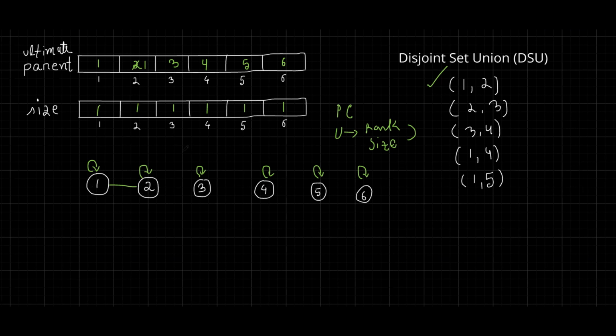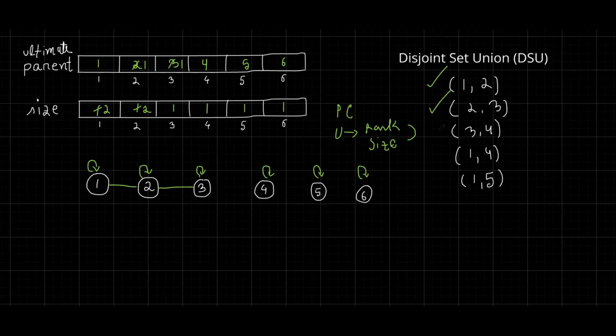Now, the size of the 1 will increase by 1. That means here, the tree presented at root 1 has size of 2. That means there are 2 nodes presented. Now, for this connection 2 and 3, we have to connect it, and the ultimate parent of 3 will be equal to the ultimate parent of 2. And what is the ultimate parent of 2? It is 1. So, the ultimate parent of 3 will become 1. Now, we have to increase the size of 2. So, the size of 2 will become 2, because it has 2 nodes under it. One is 2, another is 3.